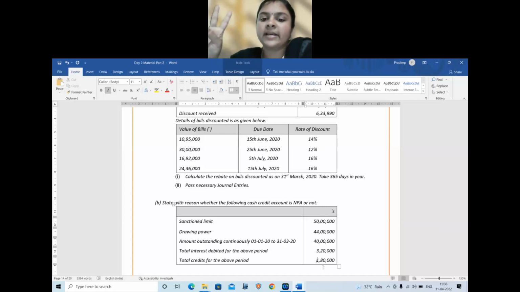Are the 2 points clear? So first thing, the 3 months criteria. Second thing, the interest amount received should be sufficient to cover the overdues. Right? Yes. Write the NPA criteria, write these two sentences, and your answer is done.